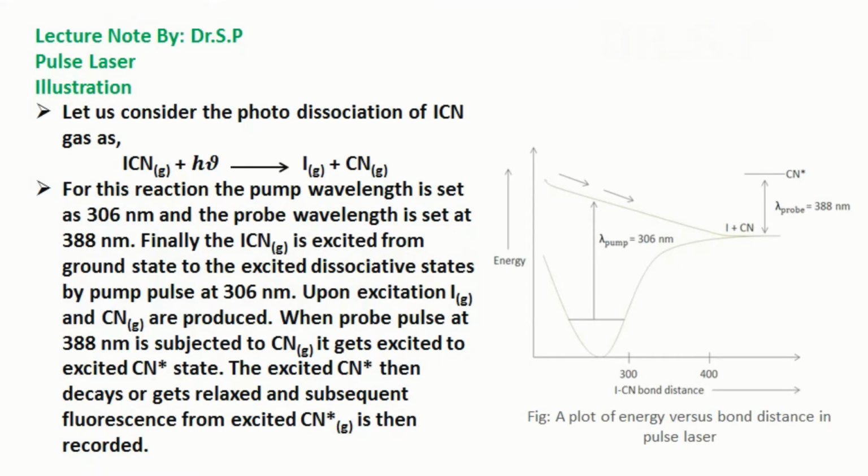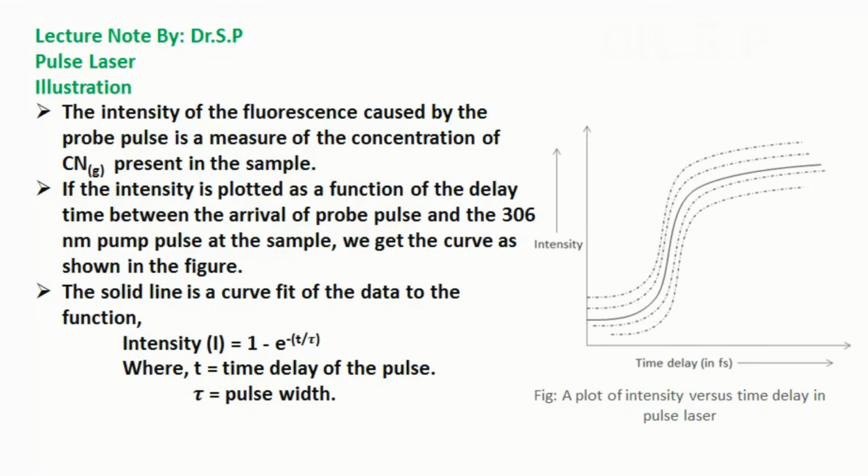When the probe pulse at 388 nanometer is subjected to cyanide CN, it gets excited to the excited CN* state. The excited CN* then decays or relaxes, and the subsequent fluorescence from excited CN* is then recorded. The intensity of the fluorescence caused by the probe pulse is a measure of the concentration of cyanide CN present in the sample. If the intensity is plotted as a function of the delay time between the arrival of the probe pulse and the 306 nanometer pump pulse at the sample, we get the curve as shown in the figure.